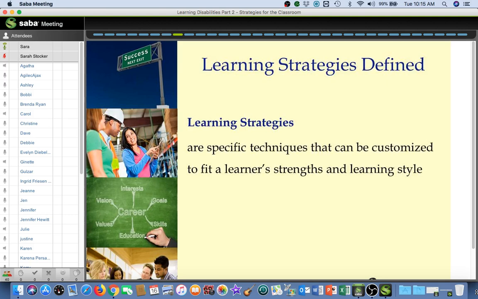So let's look at a few definitions. Learning strategies are specific techniques that can be customized to fit a learner's strength and learning style. For example, phonological awareness training like rhyming, blending, etc. for learners with visual processing challenges. Another example is a running record, which is keeping a written or oral record of lessons for review for learners with organizational processing challenges. So what's important here in terms of the classroom is that these techniques could be helpful to all learners, but are really critical for those with learning challenges.